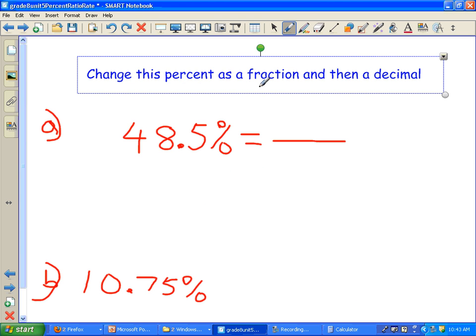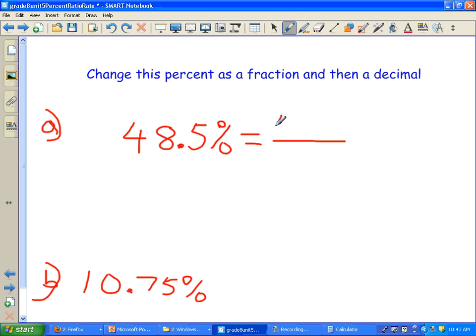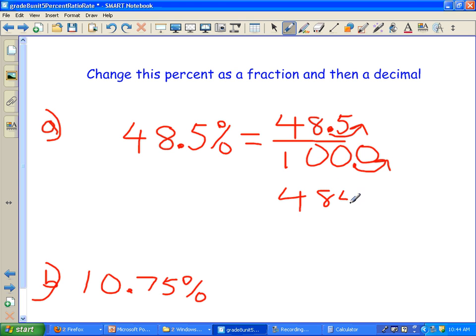Let's change this percent as a fraction and then a decimal. So here's what we have. We have 48.5%. So I'm going to write 48.5 out of 100. As you know, decimals don't go good in a fraction, so we want to get rid of this decimal by timesing it by 10, which shifts it one place to the right. So there is a decimal in every number, so we're going to shift this one place to the right, or times it by 10. That does the same thing. So now our new fraction is 485 out of 1,000.